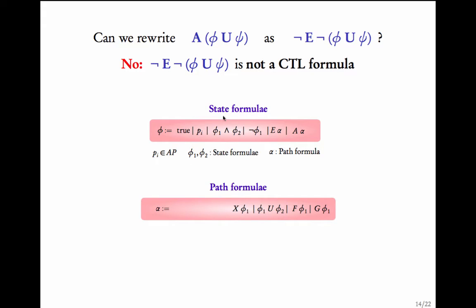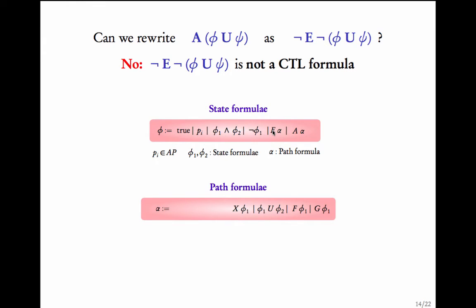Let's see why. How does a CTL formula look like? If I have an E, let's try to derive this. If E of alpha, alpha can be of the form phi 1 until phi 2. Here my alpha has not of something. This is not allowed by CTL. All the nots should come before state formulae.